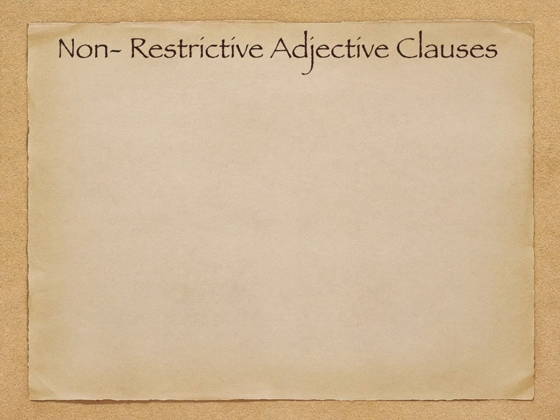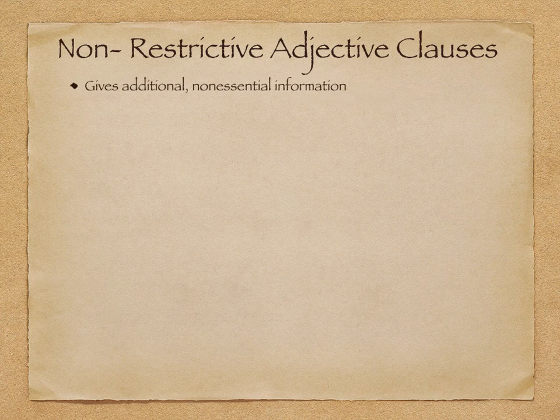Okay, let's talk about non-restrictive adjective clauses. So remember, with restrictive clauses, we said that it's a general noun where there's a lot of possibilities and we need that information in order to restrict or define who or what that noun could be. Well, in the case of non-restrictive adjective clauses, we're giving additional non-essential information. What that means is we don't need the information in order to know who or what that noun could be. The information is just extra.